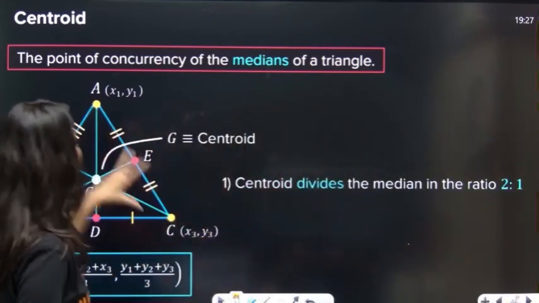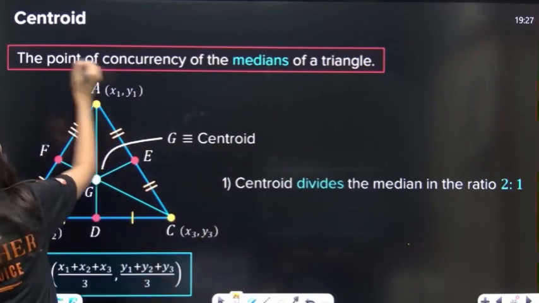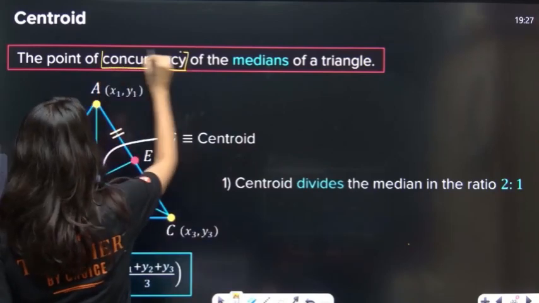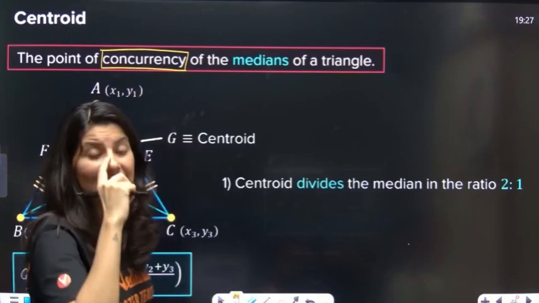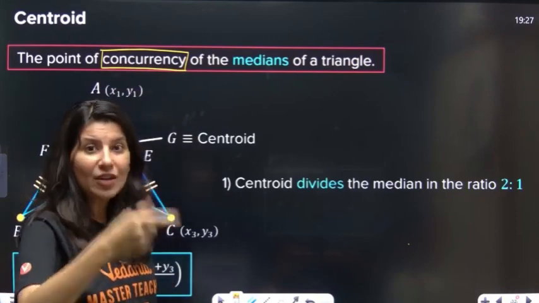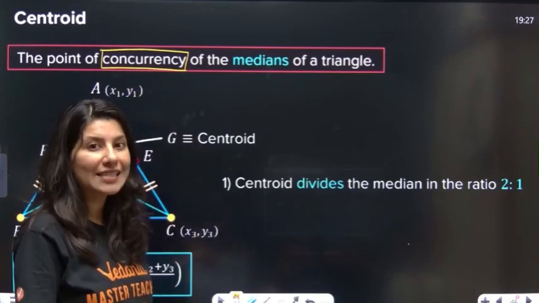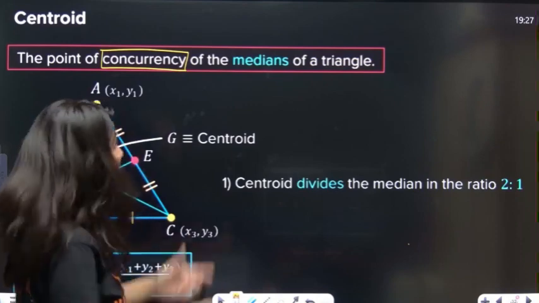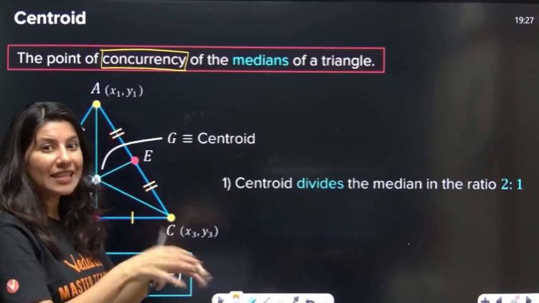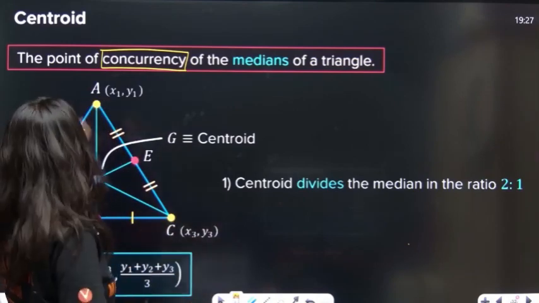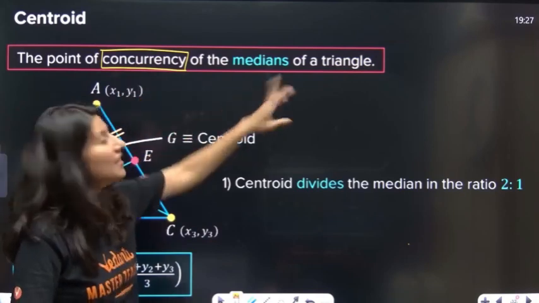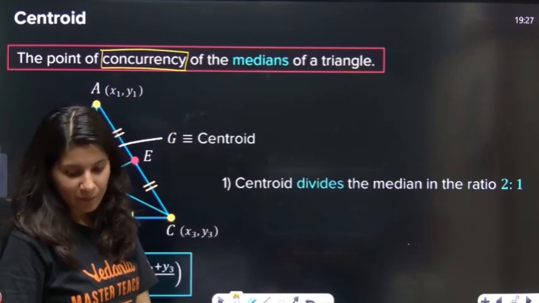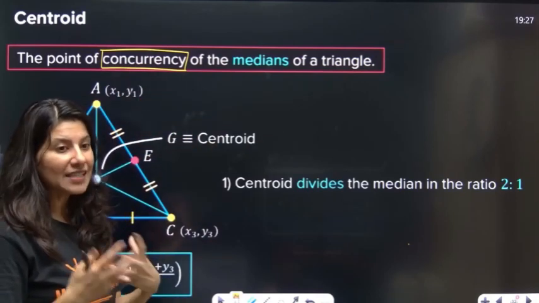So centroid is nothing but a point of concurrency. What is concurrency? Concurrency is where all the lines meet. The point where all the lines meet. So there is this one point where all the things coincide basically. The point of concurrency of medians of the triangle. So one by one, let's understand what this is.